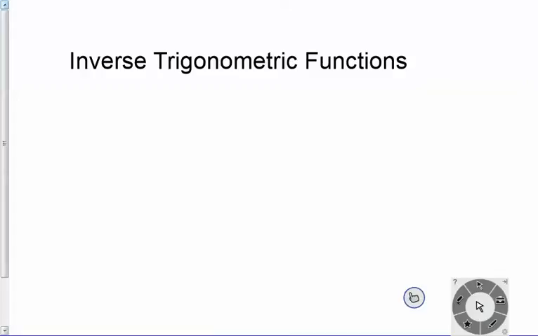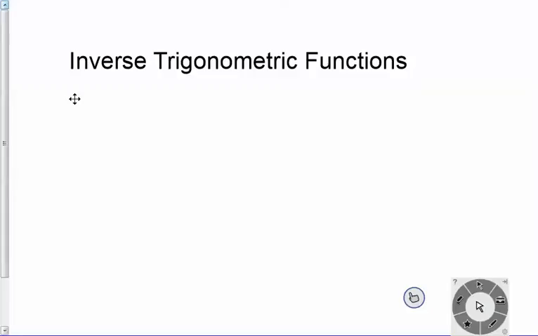For this particular video, what we're going to talk about is the inverse trigonometric functions. Now, what are the inverse trigonometric functions? You have the sine of x, the cosine of x, the tangent of x, and the cotangent and all that good stuff.